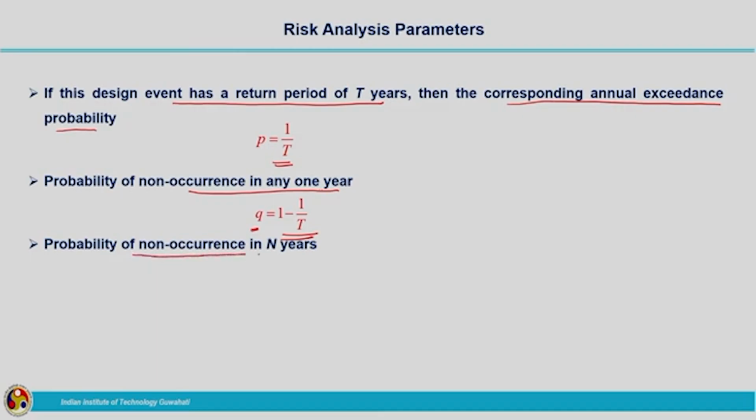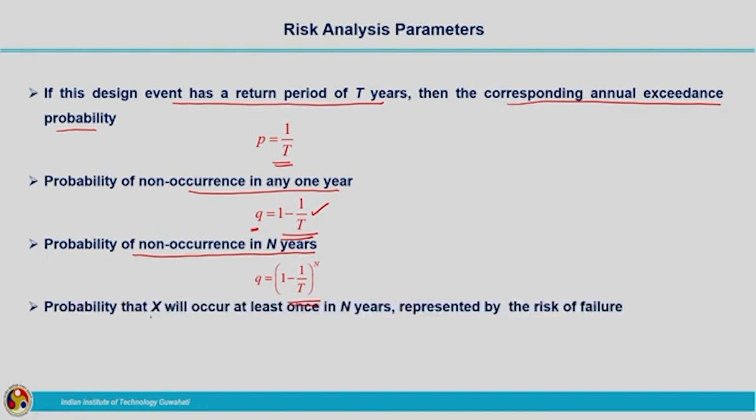This 1 minus 1 by t represents the probability of non-occurrence in a single year. If we are considering capital N years, it can be represented as q is equal to 1 minus 1 by t to the power of n. This derivation also we have covered, this is only a repetition.